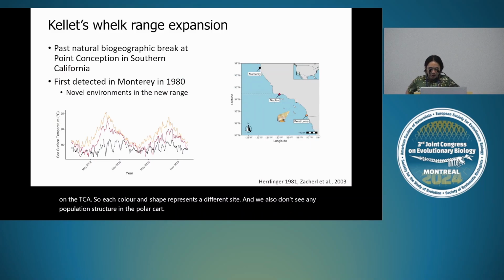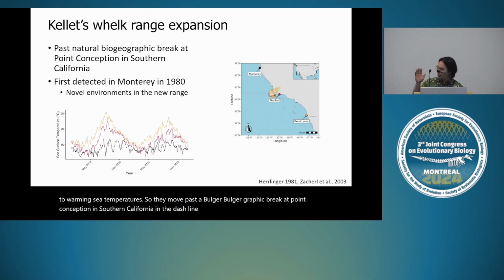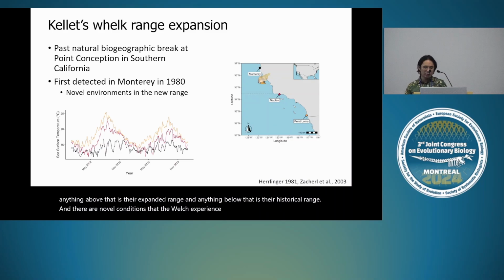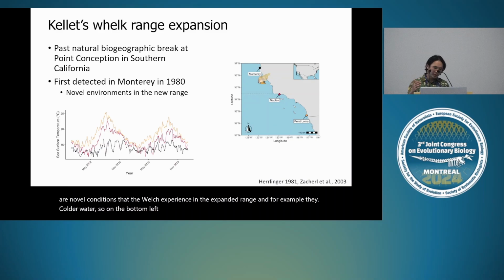Kellett's whelks, like many marine species, have expanded their biogeographic range in response to warming sea temperatures. They moved past a biogeographic break at Point Conception in Southern California, the dashed line. So now they're in the expanded range: anything above that is their expanded range, and anything below is their historical range. There are novel conditions that the whelks experience in the expanded range. For example, they experience colder water. On the bottom left, I'm showing sea surface temperature over our collection period. Note the black line, which represents the Monterey population, is much colder than the historical range.